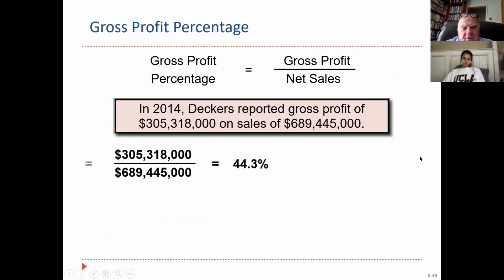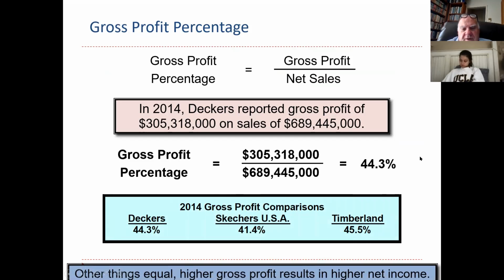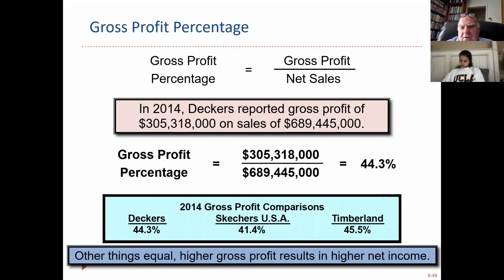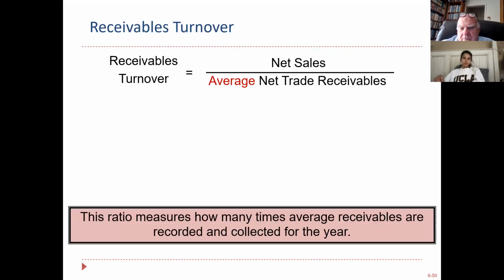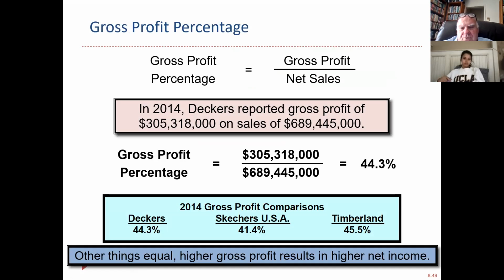And I think we have a couple of metrics. Well, we already did this already, huh? Gross profit percentage, gross profit divided by sales. And Deckers is 44.3. And they're just comparing them to Skechers and Timberland. So it's interesting. They're all about 41%. How do we compute gross profit? Do you remember? Sales minus cost of goods sold. Yeah, good. Sales minus cost of goods sold.